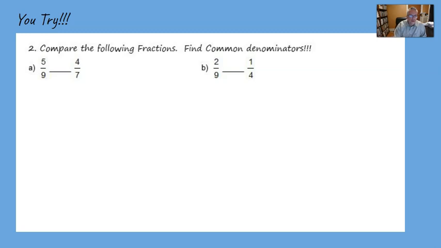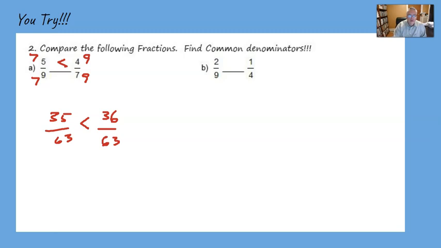All right, let's give these a try. These are our last examples. We have 5 ninths and 4 sevenths. So I'll multiply each fraction by the other fraction's denominator. So this one by 7, and the top and bottom, this one by 9. 5 ninths becomes 35 over 63. And 4 sevenths becomes 36 over 63. This was a close one, but the second fraction is larger.